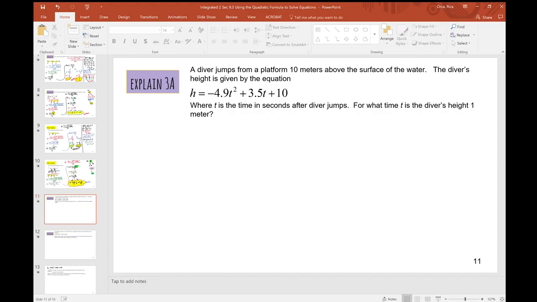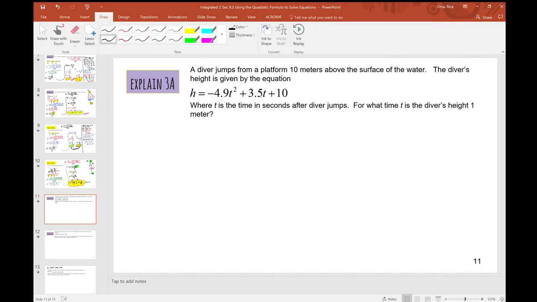In this problem, a diver jumps from a platform 10 meters above the surface of the water. The diver's height is given by the equation h equals negative 4.9 t squared plus 3.5 t plus 10, where t is the time in seconds after the diver jumps. For what time t is the diver's height 1 meter? We are going to have to use the quadratic formula and a calculator.